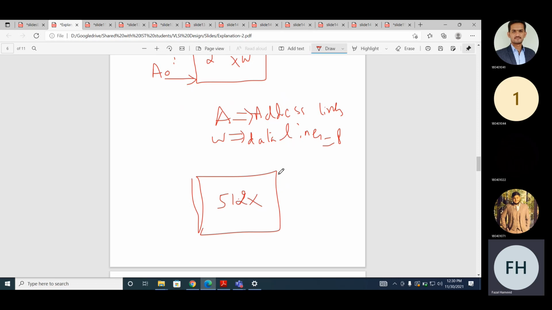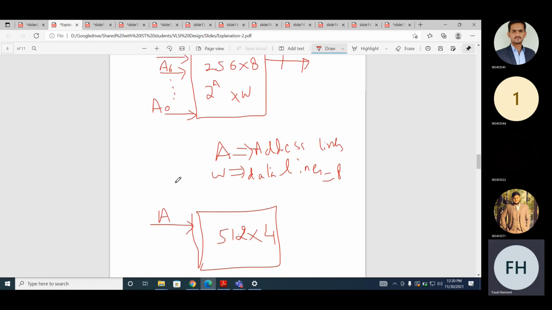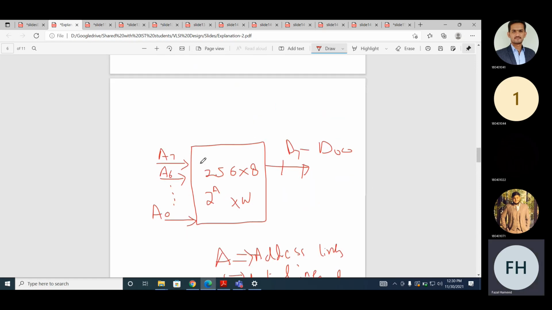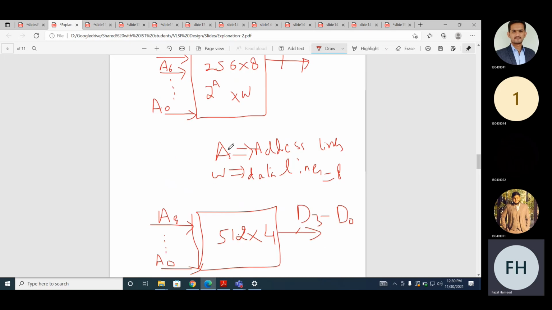512 by 4. Yes, sir. It can be configured as a 512 cross 4. So what will be the address lines here now? A8 to A0. And what will be the data lines? D3 to D0. Now if you look at the first mode, 256 cross 8.